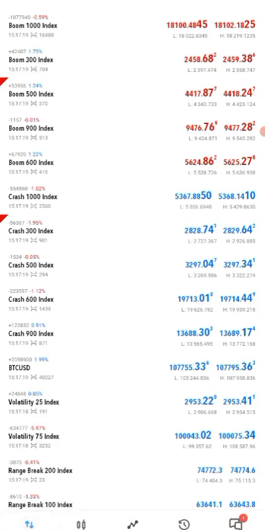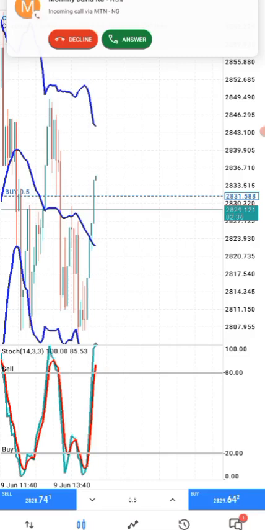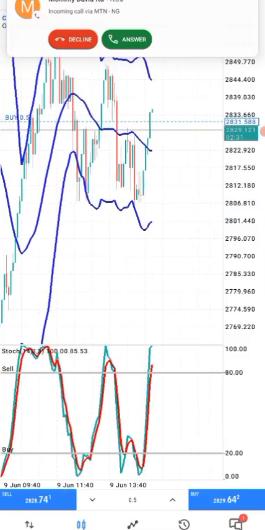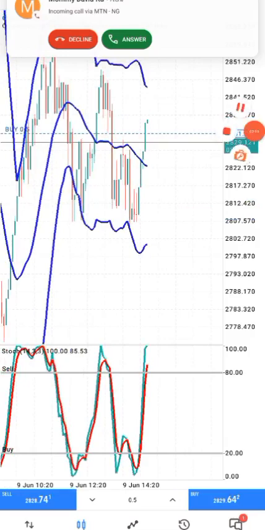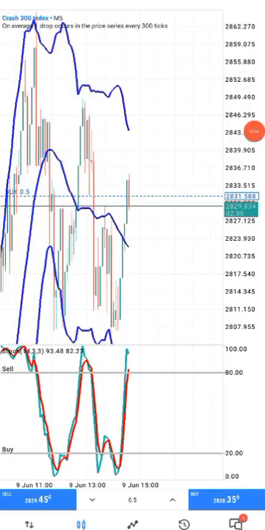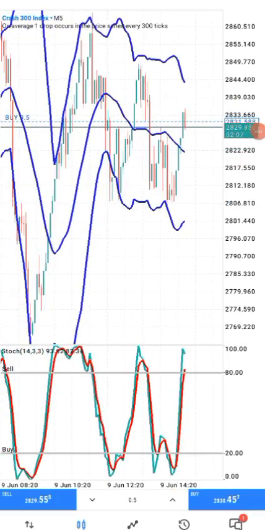Now let's go back to our previous Crash 300. There was a spike here. So guys, watch it. You see, this is why I said we are already late in this particular side in Crash 300. That's how I told you we're already late.